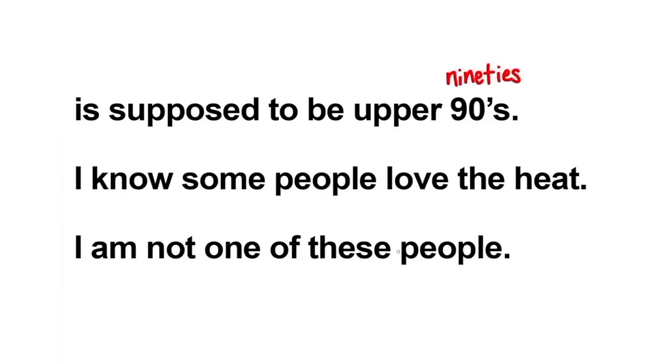Is supposed to be upper 90s. So I put a little break here, again, for emphasis. I want to emphasize how hot it's supposed to be. Upper 90s. Both of those two-syllable words have first-syllable stress. And notice this is a flap T. It comes between two vowels. 90s. Now, what's happening with the word supposed in the phrase supposed to?